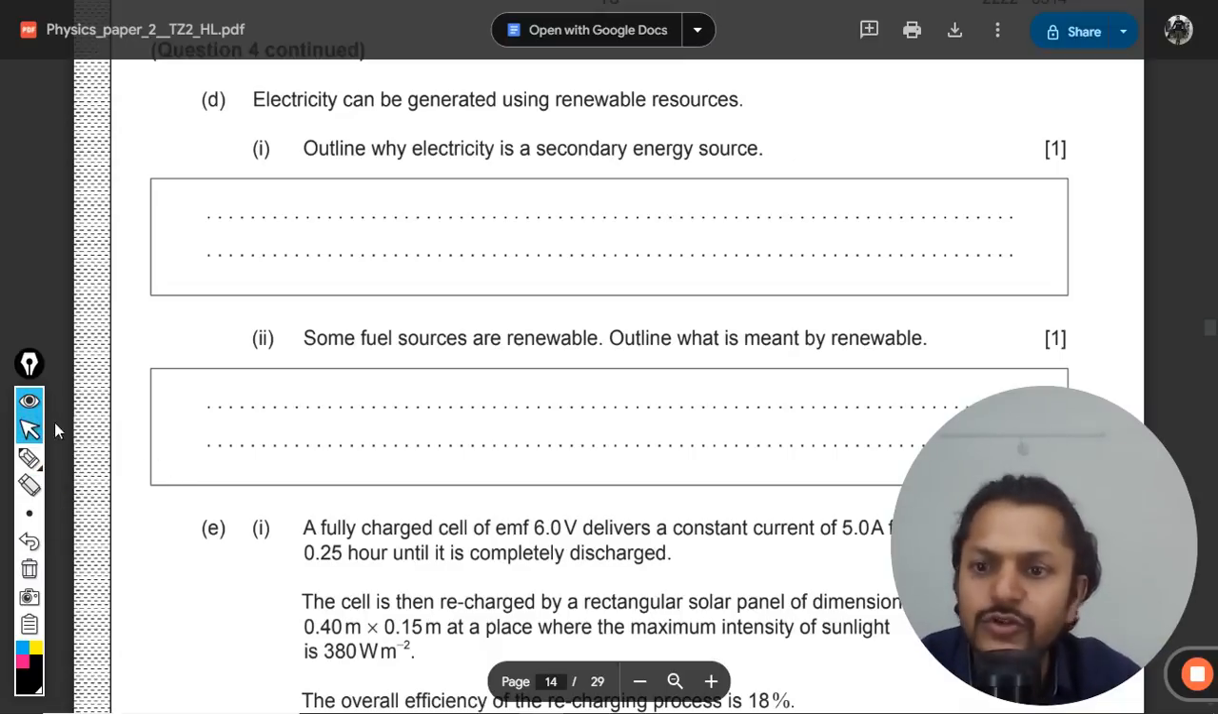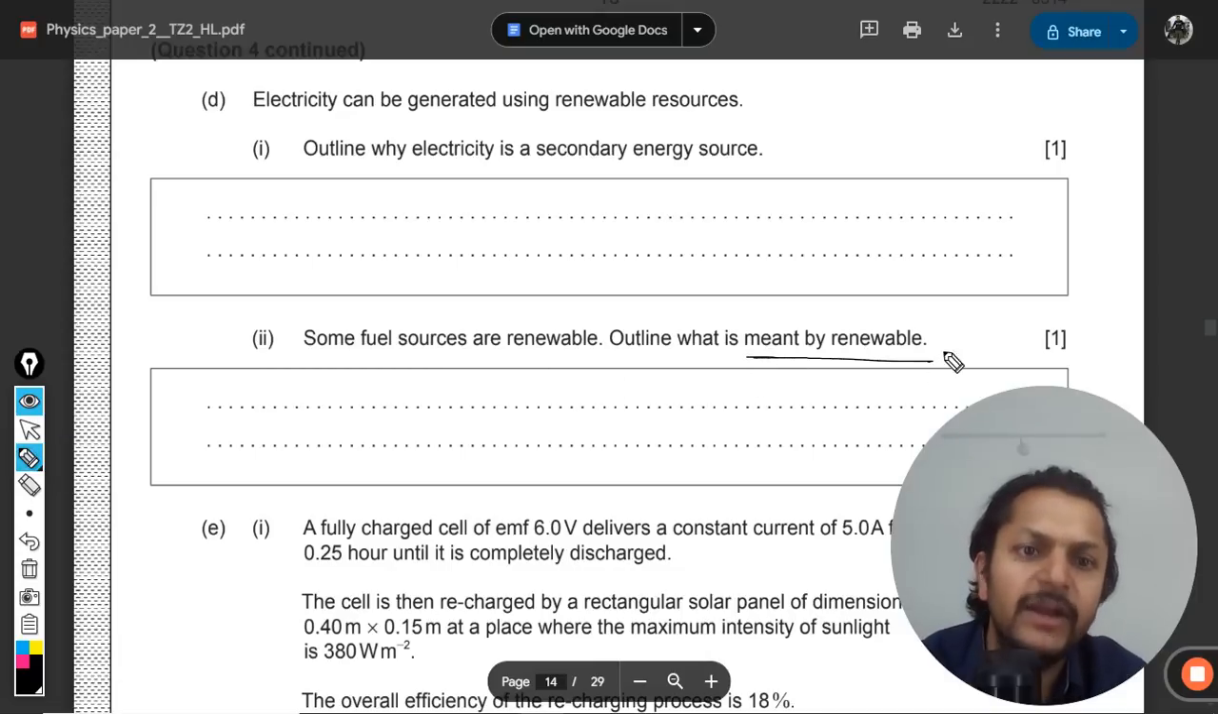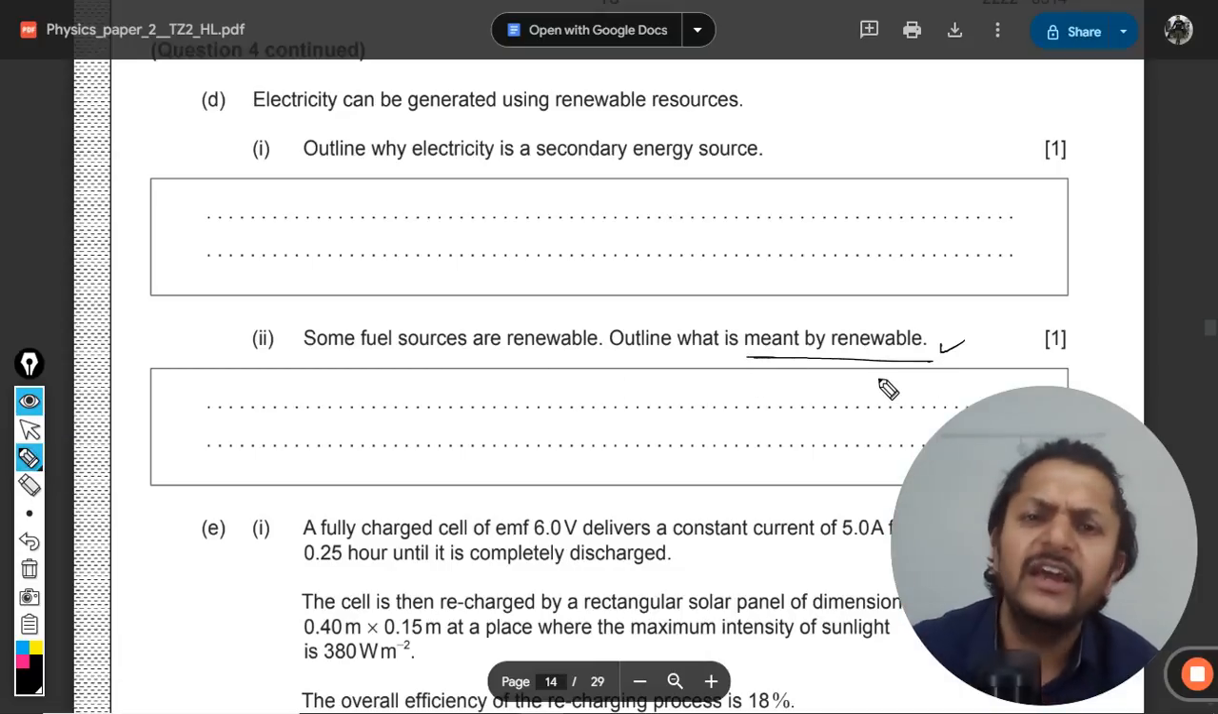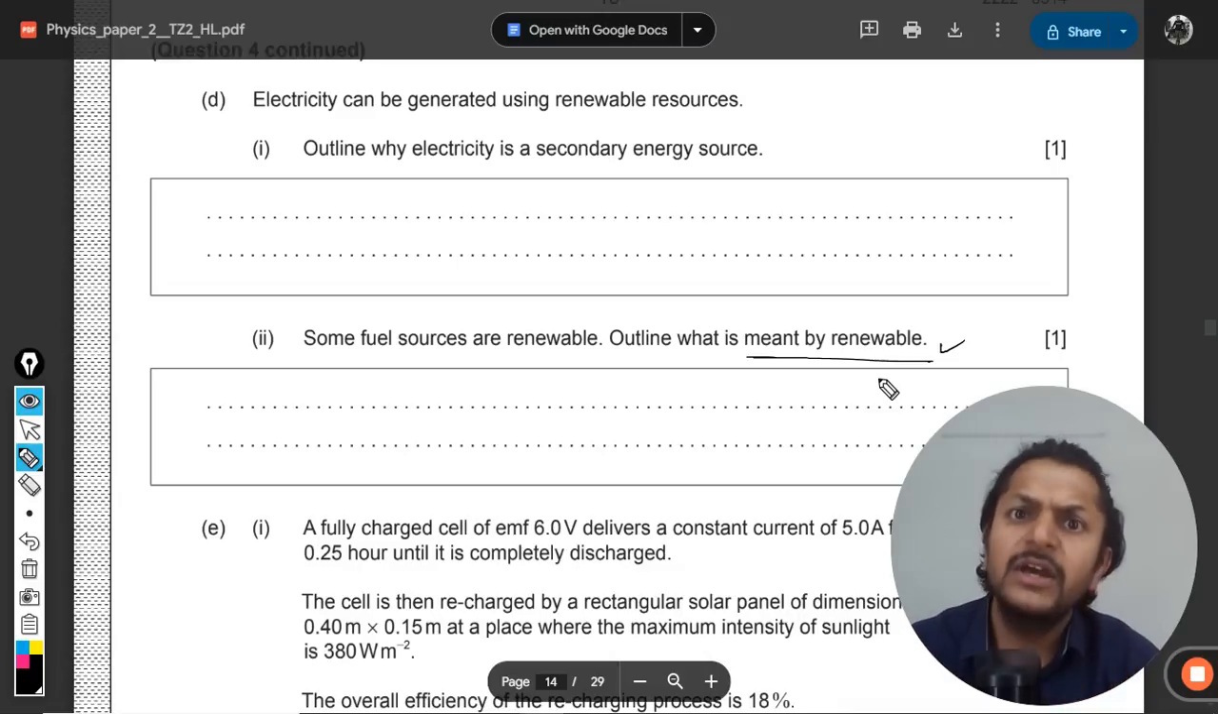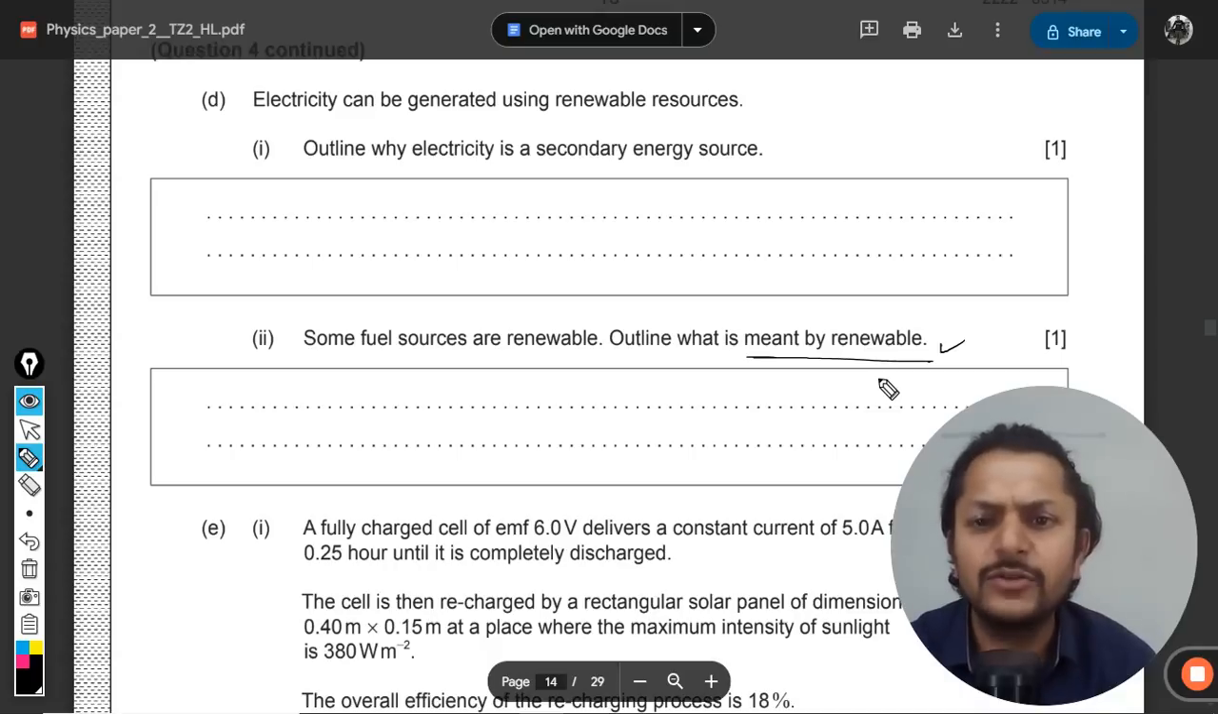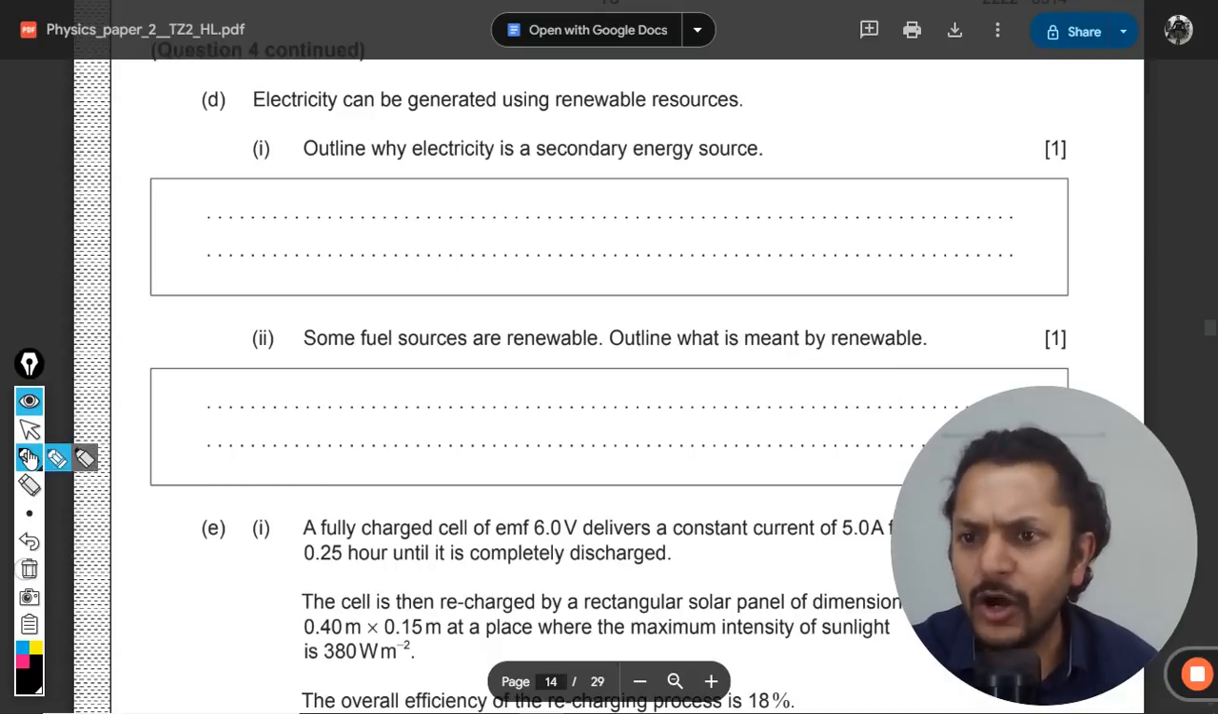Let's see. Some fuel sources are renewable. Outline what is meant by renewable. Even this question can be answered easily. Renewable means that the energy sources which can be replenished after some time easily. So that is known as renewable resources. You better know how to answer this.